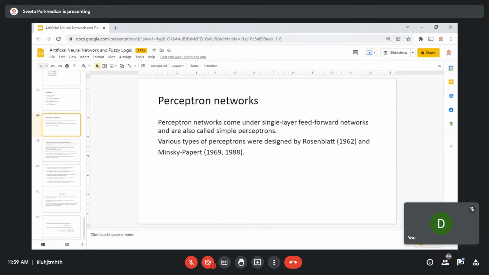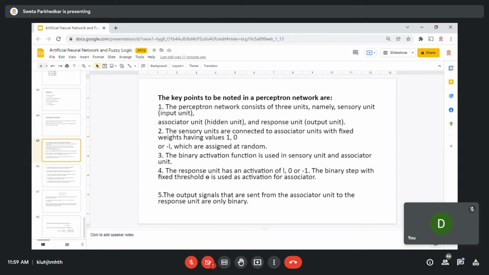There are different types of perceptron that were designed by Rosenblatt in 1962 and Minsky and Papert in 1969 and 1988. So these researchers developed the various types of perceptron used. There are key points to be noted in a perceptron network. If you want to build a particular perceptron network, you have to keep all these key points in mind.